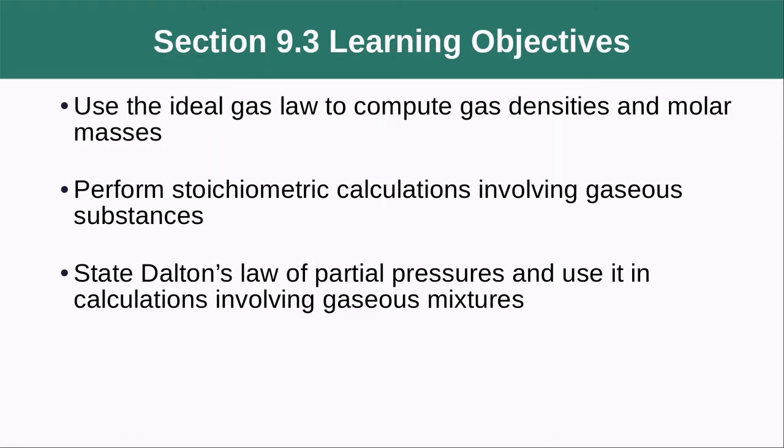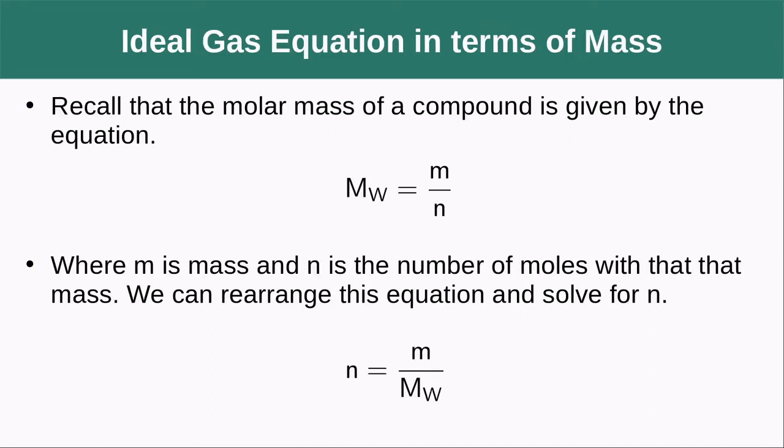In section 9.3, we're going to use the ideal gas law to compute gas densities and molar masses. We'll perform stoichiometric calculations involving gaseous substances, and we're going to state Dalton's law of partial pressures and use it in calculations involving gaseous mixtures.